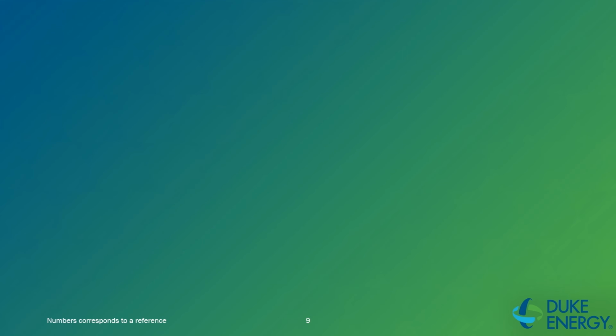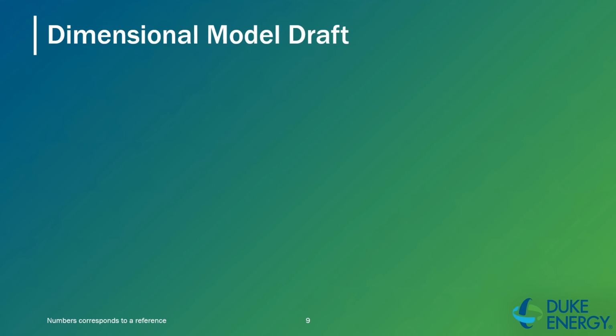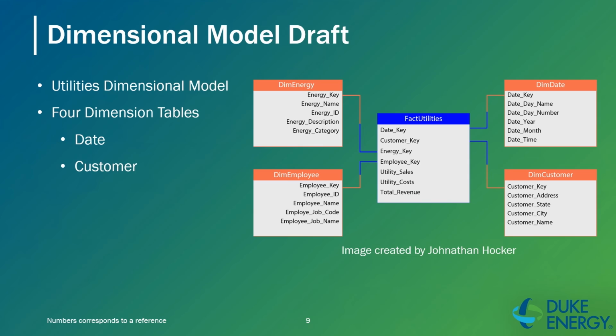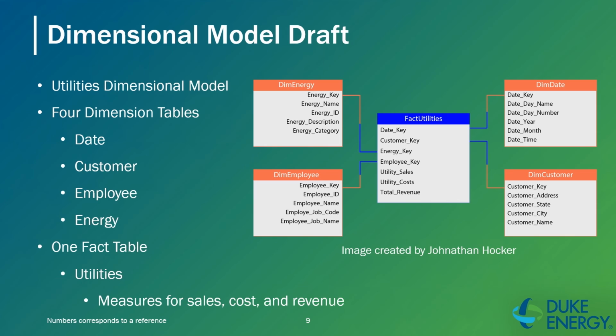The visual shown is a draft of what the dimensional model for utilities would look like. Once loaded into the data warehouse, the information for date, customer, employee, and energy would be constructed into dimension tables. From there, they would all connect to a utilities fact table by corresponding keys that would also have the capability to perform measures such as sales, cost, and revenue. Duke Energy has both electric and natural gas energy types, so users would be able to query data off the types of energy as well.